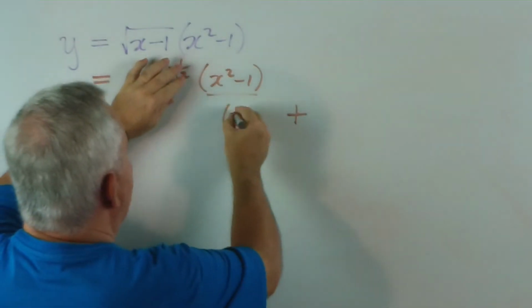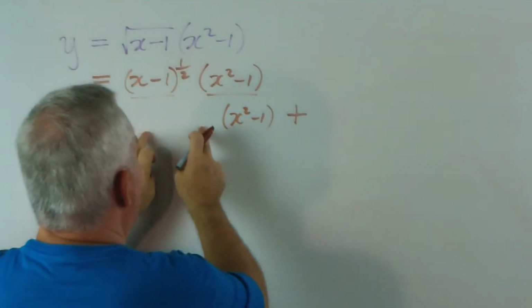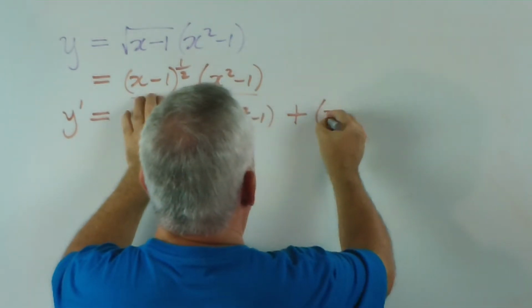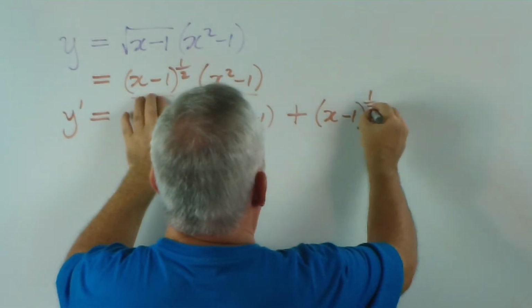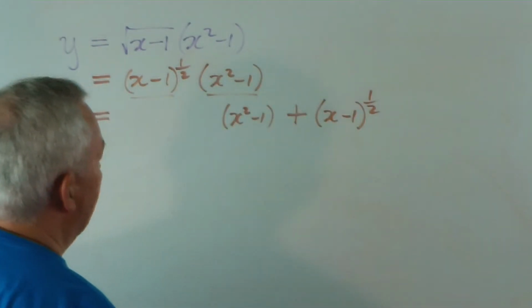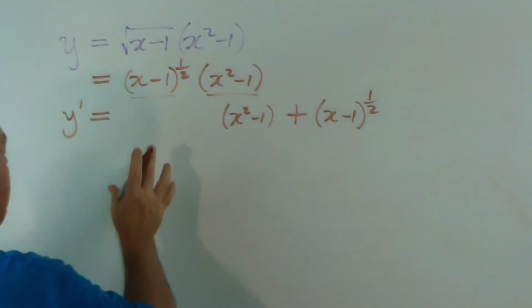Derivative of this times x squared minus 1. So there's the space we're going to put the derivative. For the second part, we leave the first bit alone, and we'll put the derivative of that there. Okay. We've got the product rule dealt with. Let's look at the bits now.